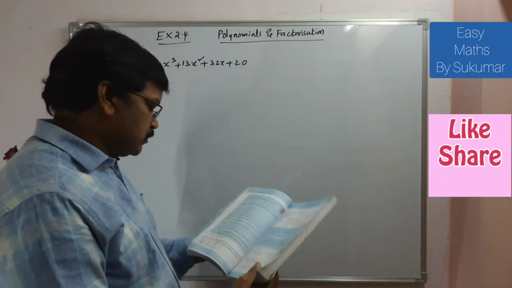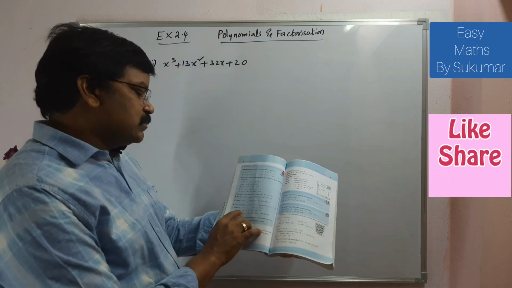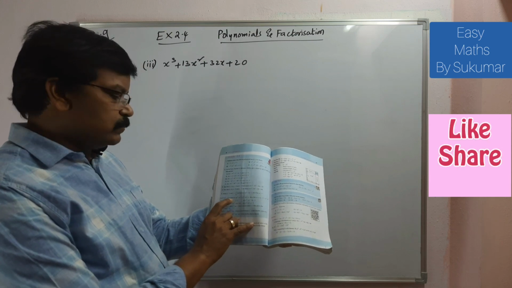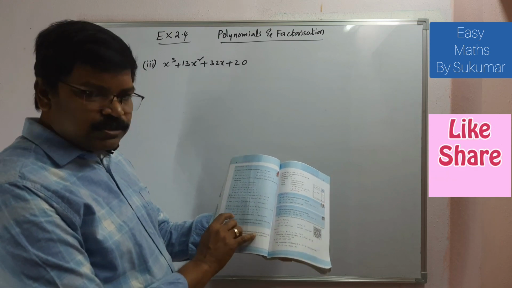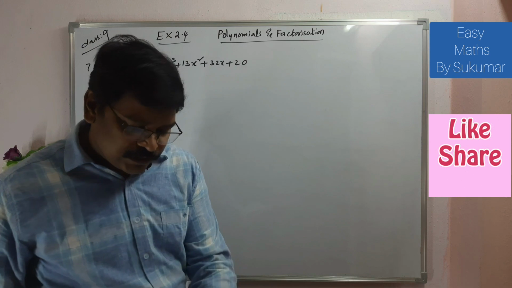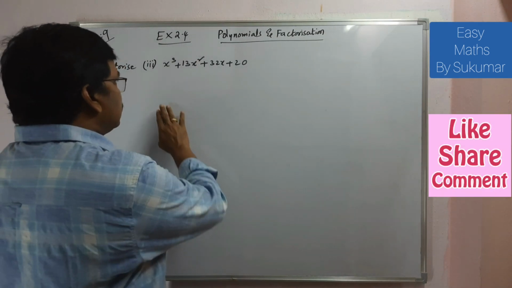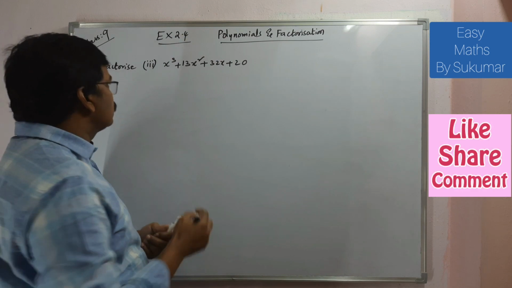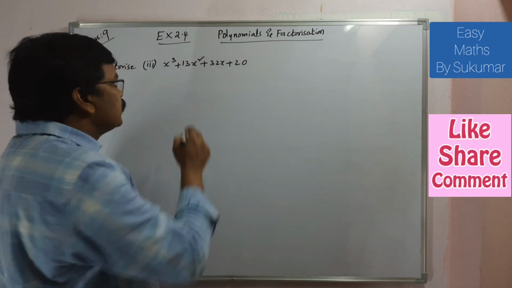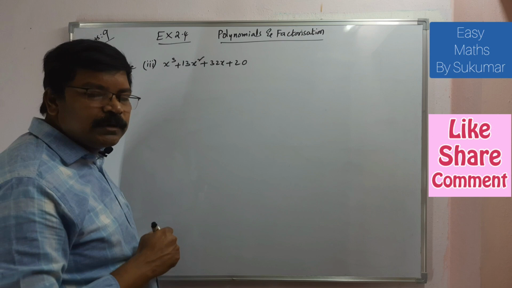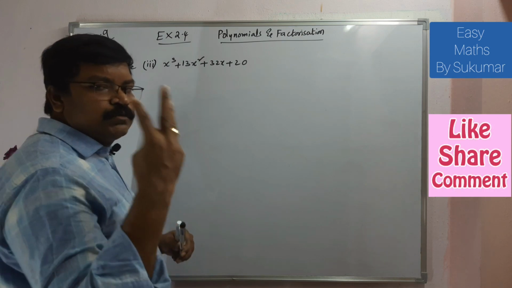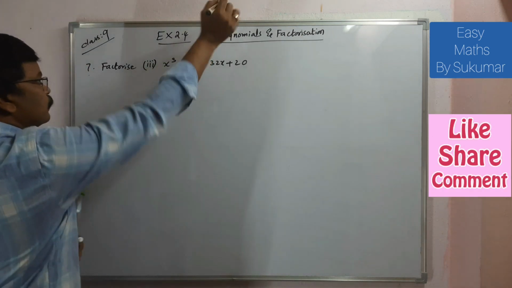My dear students, here there are 4 questions. I taught the first one. Now I am teaching the third one: x cube plus 13x square plus 32x plus 20. We should find the factors for this. What is the degree of the given polynomial? 3. So we will get 3 factors.